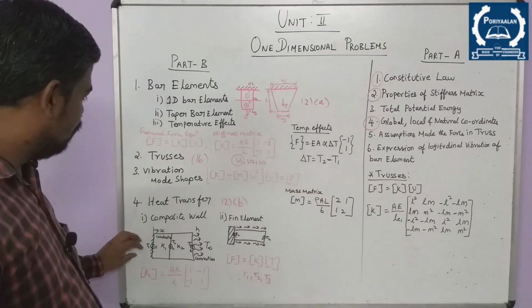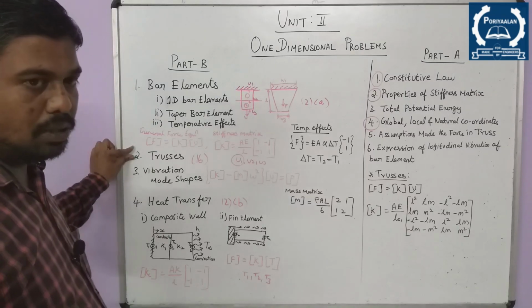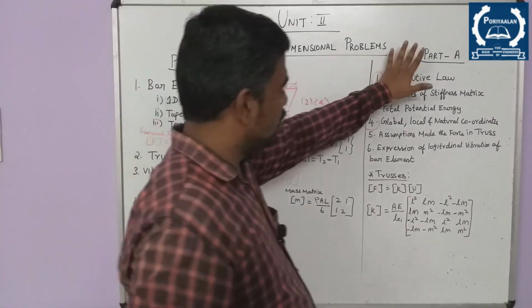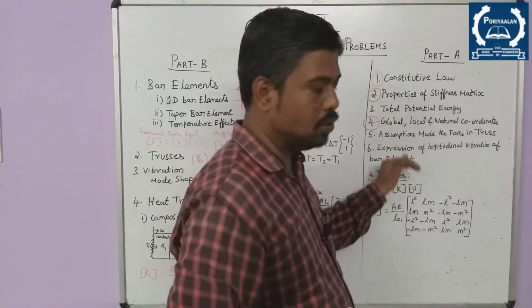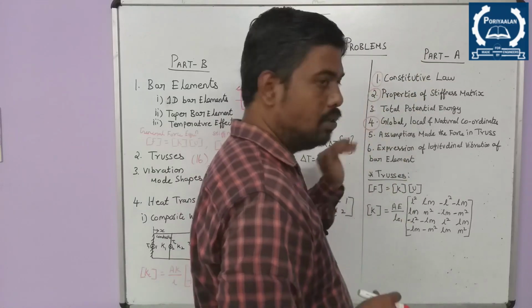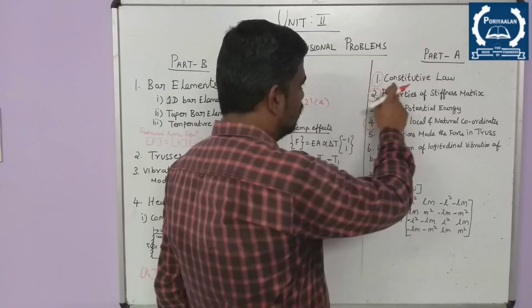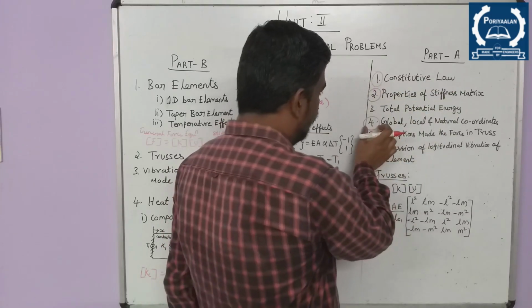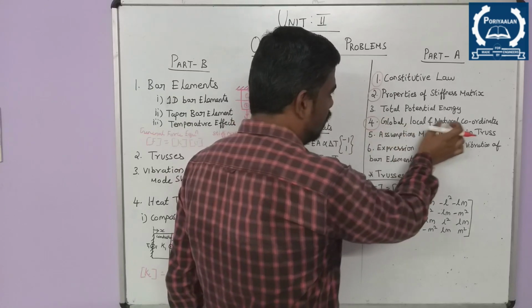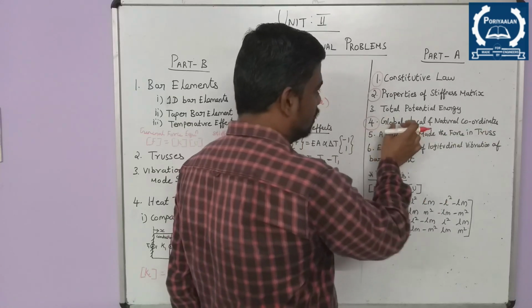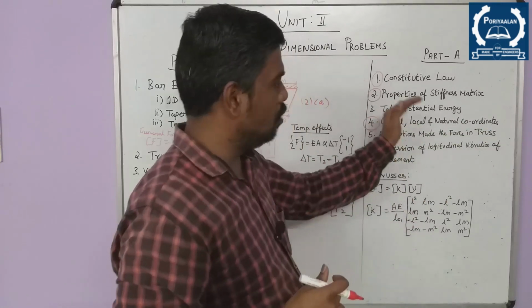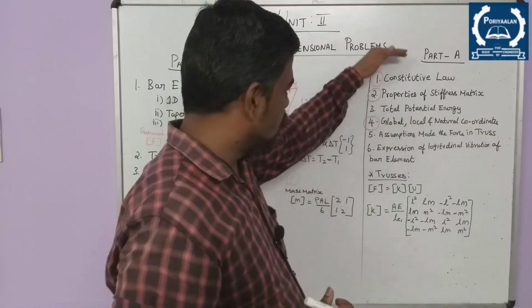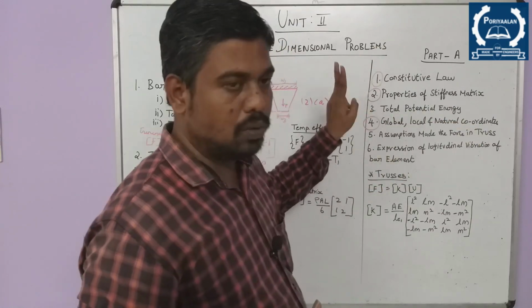These are 12A, 12B, and the 16th question, part C. In part A we have 6 questions. The most repeated question is the first question, that is constitutive law. The second question is properties of stiffness matrix. And the fourth one is global, local and natural coordinates. In this question they can ask the difference: what is the difference between global, local and natural coordinates? Of these 6 questions, we will definitely attend 2 questions.